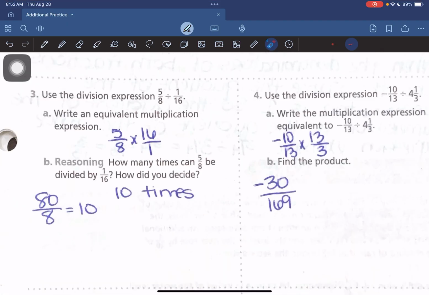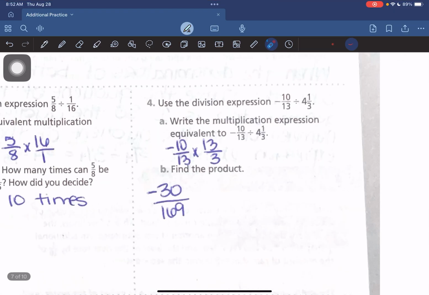Number 3, use the division expression 5/8 divided by 1/16. Write an equivalent multiplication expression. Okay, so 5/8 divided by 1/16, we keep the 5/8, we change division to multiplication, and we flip to the reciprocal of 1/16, which is 16/1. How many times can 5/8 be divided by 1/16? How did you decide? It's 10 times, because we end up with 80/8, and our answer is 10.